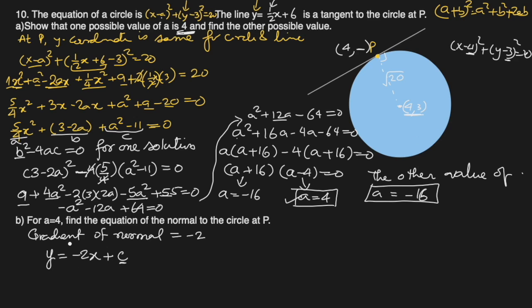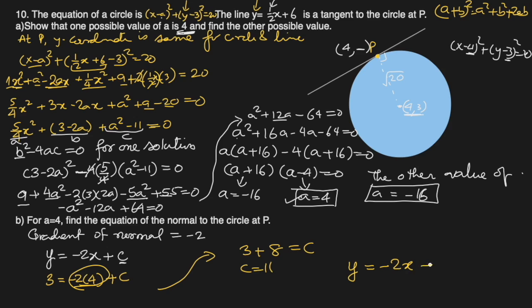So let's substitute 4 and 3 here in place of x and y. So 3 equal to minus 2 times 4 plus c, minus 8. So it's 3 plus 8, equal to c, yeah, minus 8 becomes positive 8 that side, so c is equal to 11. So our equation of the normal becomes y equal to minus 2x plus 11. All right, what next?